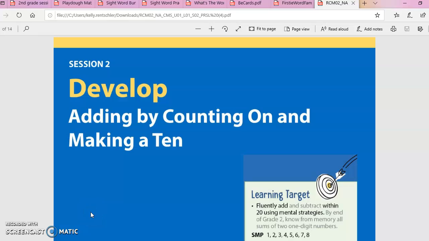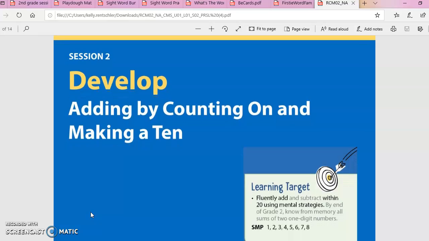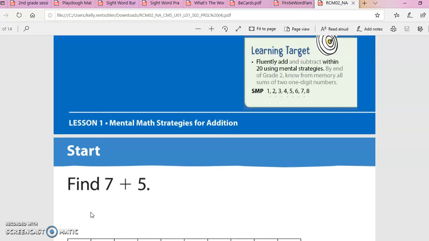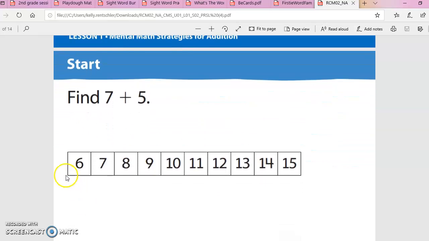Hi friends, we are continuing to talk about adding by counting on, and we are also reviewing making a 10. So remember that this is our number path, and I want you to take a second to use the number path and try to figure out what 7 plus 5 is.